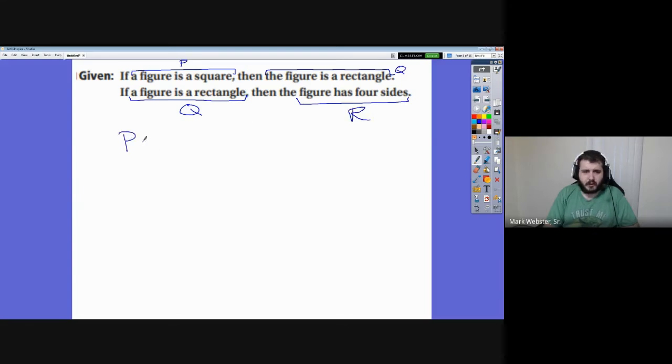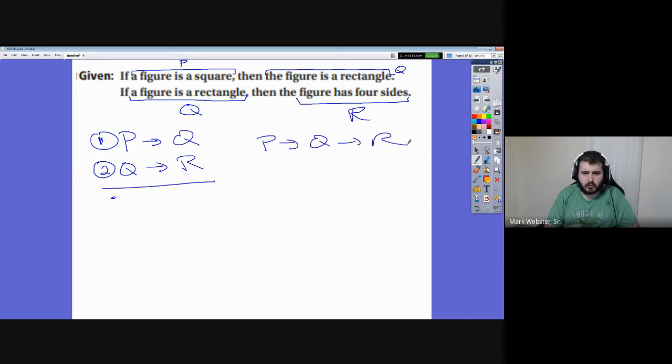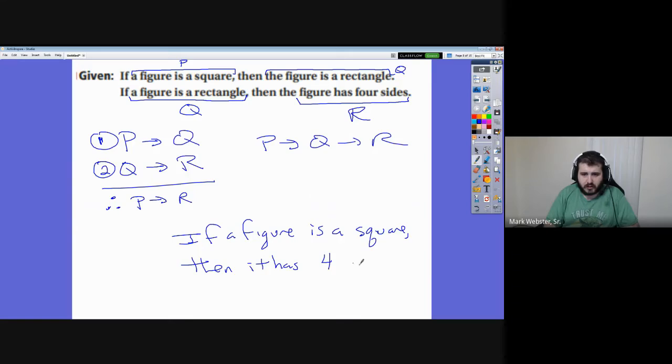So here we have P implies Q, and Q implies R. Well, that's the format we want, right? This is the Q's combined. So therefore we can say P implies R. That is, we can say if a figure is a square, then it has 4 sides.